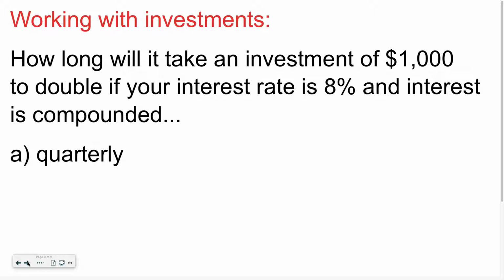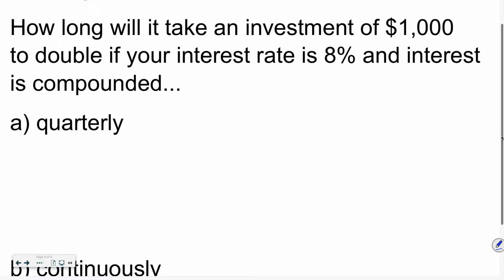All right, so let's first talk about our two interest equations. We have continuous compound interest, and we have interest that's compounded so many times per year. You already have this in front of you. How long will it take an investment of $1,000 to double if your investment rate is 8% and the interest is compounded quarterly? Take a moment and write down in that equation all of the things that you know.